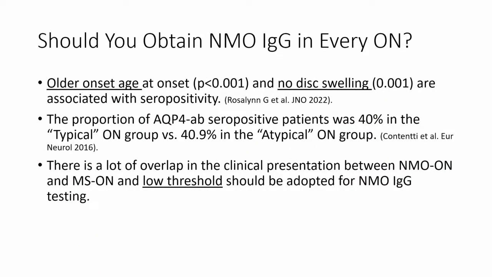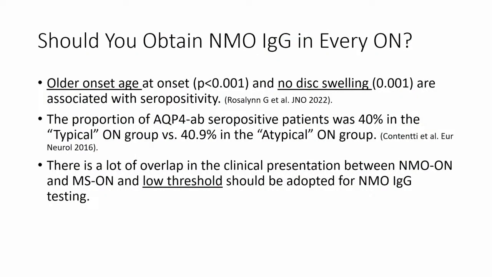So should you obtain NMO IgG in every optic neuritis? Some studies have tried to address that question, and they found that the older age of the patient and the lack of disc swelling probably are associated with seropositivity. You might be more likely to get a positive aquaporin 4 assay for these patients. However, again, we will emphasize that there might be some overlap in what is known as typical versus atypical optic neuritis. And both of these patients, according to some studies, can have equal percentage of seropositivity.